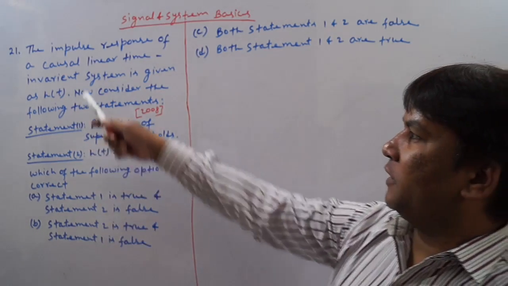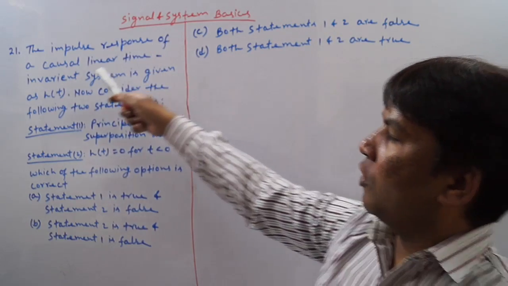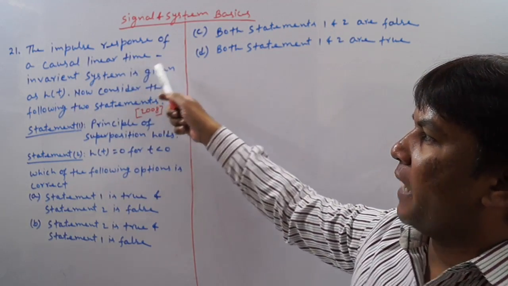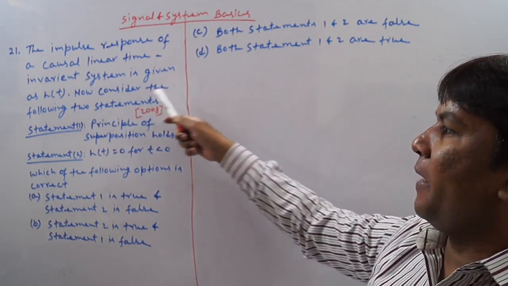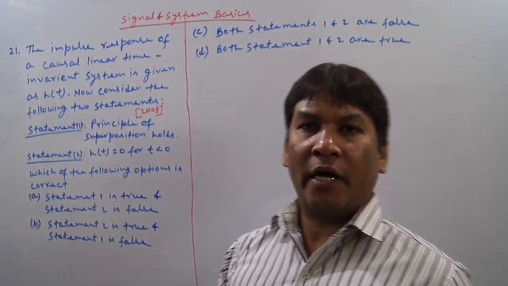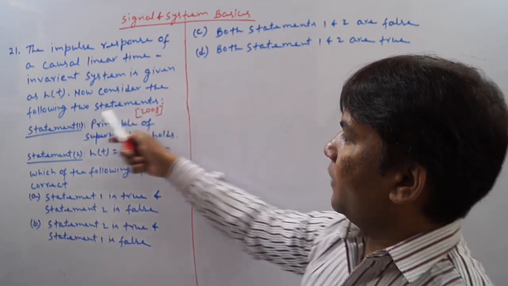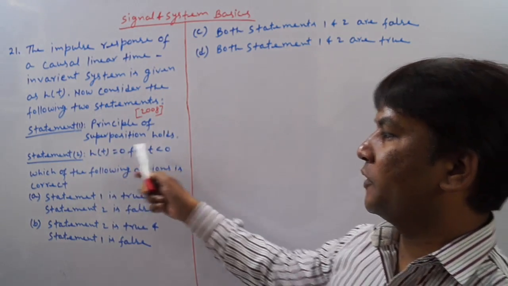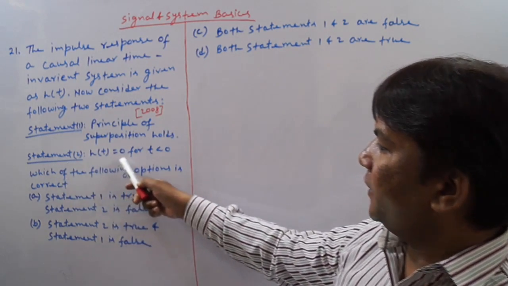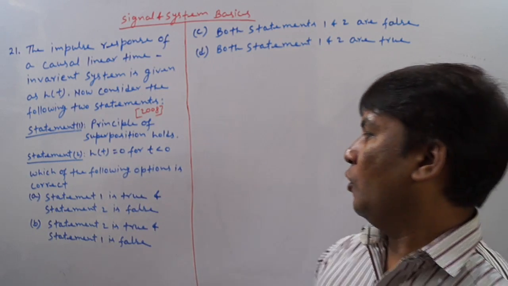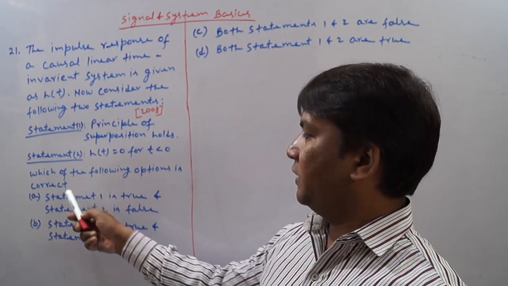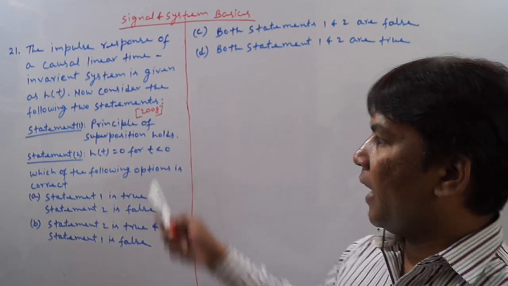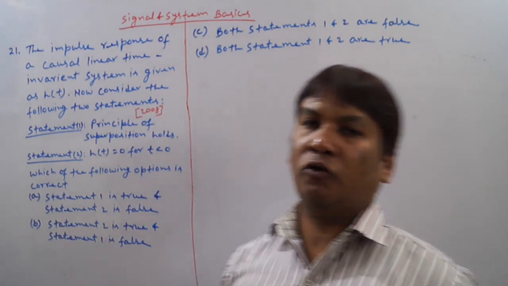The next question: the impulse response of a causal linear time invariant system is given as s(t). Now consider the following statements. Statement 1: principle of superposition holds. Statement 2: s(t) equals 0 for t less than 0. Which of the following options is correct? There are 4 options, and this question has been asked in GATE 2008.